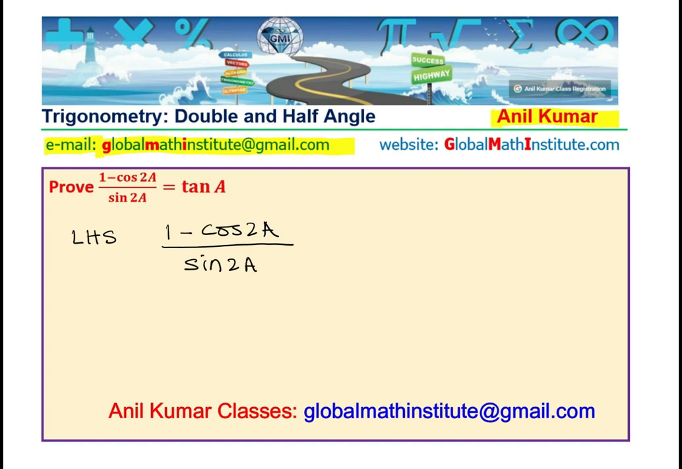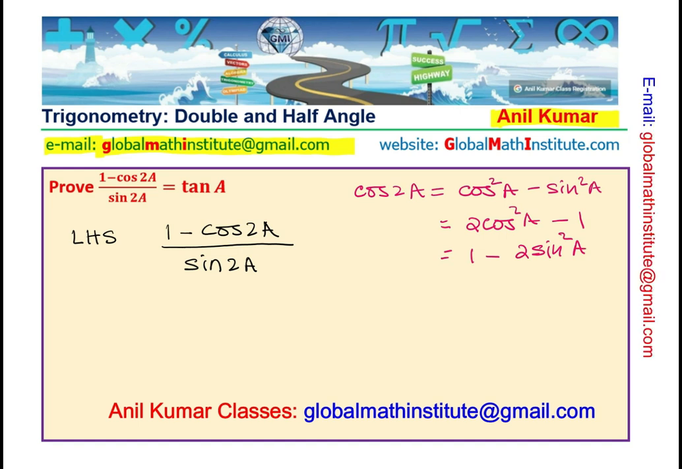Now cos 2a, as you know, has 3 different formulas, right? Let me show you. First, we could write cos 2a as cos square a minus sin square a. And if I write sin square a as 1 minus cos square a, I can rewrite this as 2 cos square a minus 1. But if I write cos square a as 1 minus sin square a, I could write this as 1 minus 2 sin square a. So that gives you 3 different formulae which are used for double angle, half angle problem solutions.